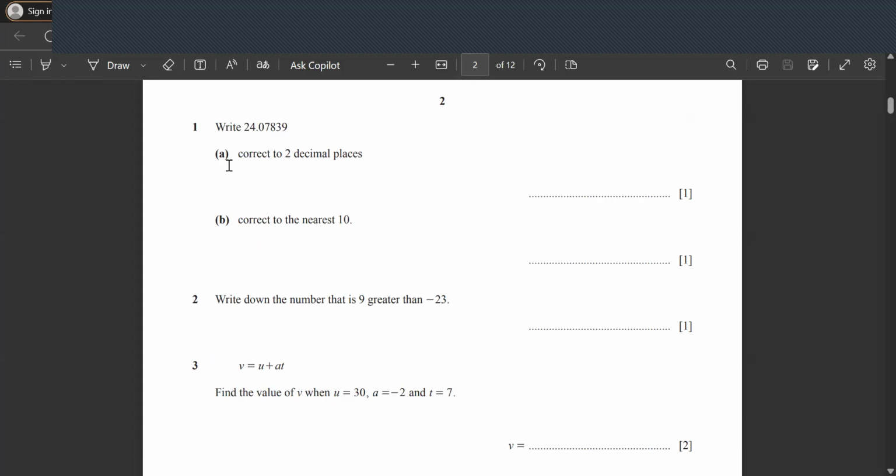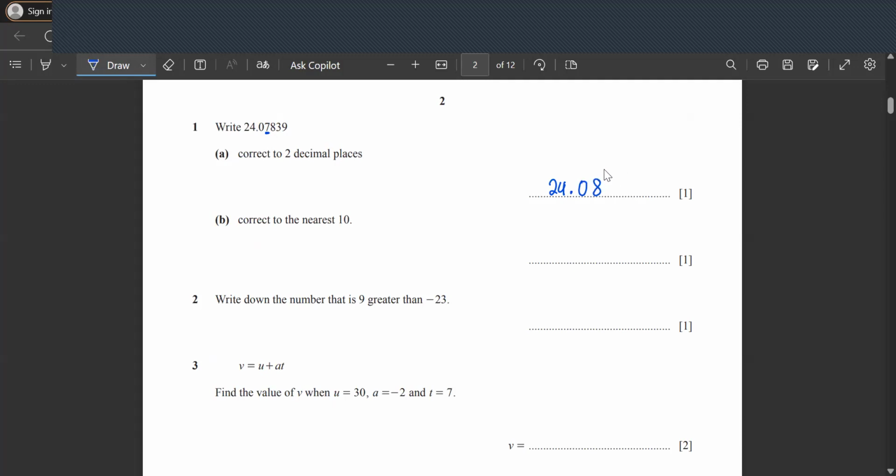Okay, so correct to the 2 decimal places. 2 decimal places will be what? Like here. Okay, so it will be what? 24.0. Then before writing the 7, ask yourself, the one beside it is weak or strong? It will be strong, so it will add 1. So it will be what?